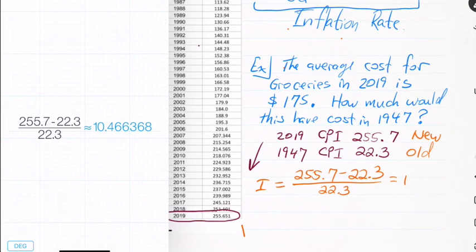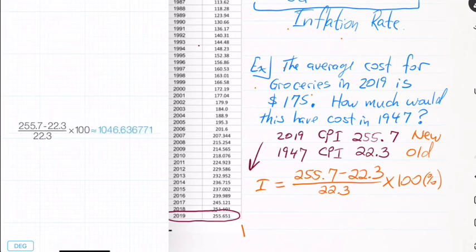Oh, I haven't even multiplied by 100. Oh dear. That's not 10.5%. Times 100. There we go. And then change it to a percent. All right, so times 100. So this is 1046.6, 1046.6%. And this would be the change in value over time.